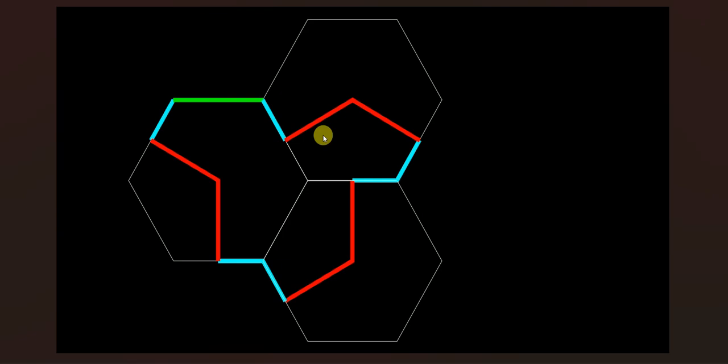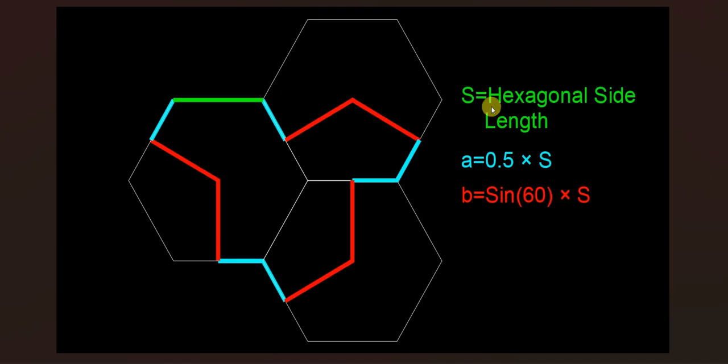For me to start drawing this pattern inside Revit, I just want to make use of this center, where all 3 hexagons meet, as the starting point. Here S is the hexagonal side length, and A, which is the cyan, is half of S. And B we can easily calculate. This becomes sine 60 times the side of the hexagon.